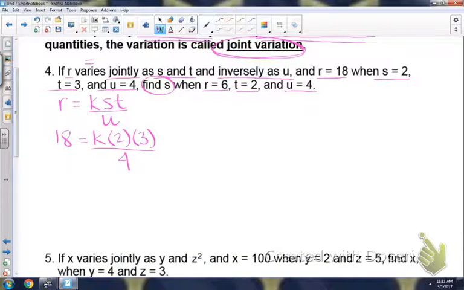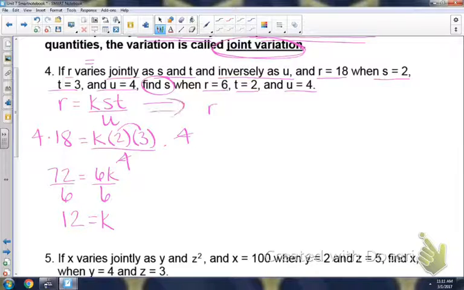Okay, so I'm going to go ahead and get rid of the 4. Multiply it on both sides. So that's going to give us 72. I'm going to go ahead and multiply those two together, so I would get 6k, and then divide by 6. You should get k equals 12. So there's our constant. We're going to use that same formula.